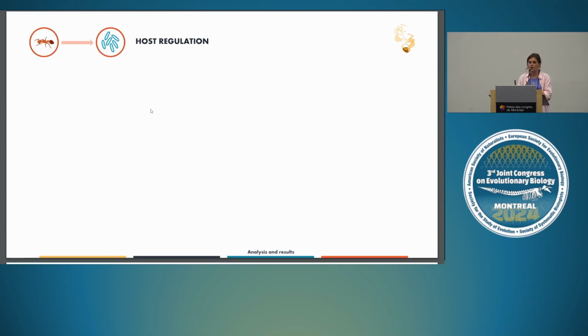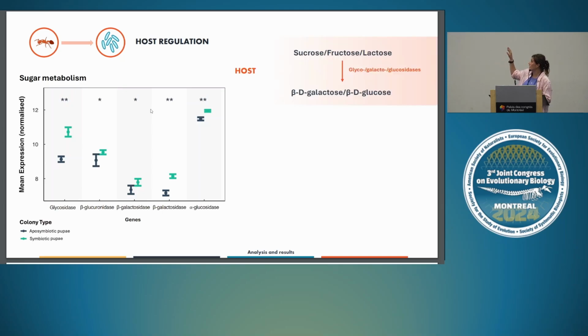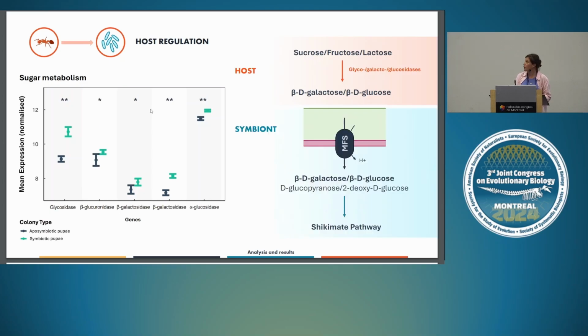So moving on now to how the host is regulating that relationship, looking at the transcriptome. What we found was that at that pupal stage where we saw a lot of genes differentially expressed, we actually see 5 genes which are associated with sugar metabolism. All of these genes are able to catalyze the breakdown of sucrose, fructose, or lactose into these simpler sugars, beta-D-galactose and beta-D-glucose. And both of these can be directly taken up by the symbiont and fed into the shikimate pathway. So it looks like the host is actively breaking down sugars it gets from the environment into something that can be readily used by the symbiont to produce the thing that it needs. So that was really interesting.